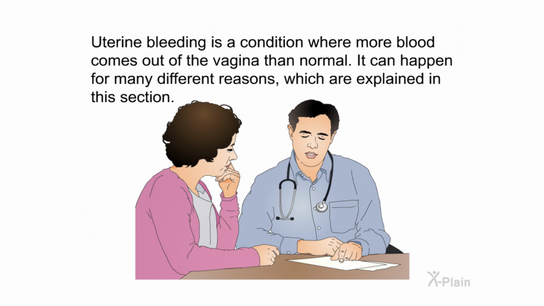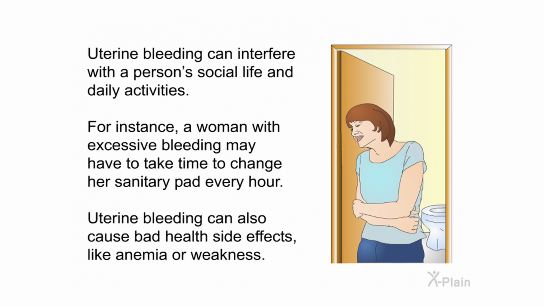Symptoms and their causes. Uterine bleeding is a condition where more blood comes out of the vagina than normal. It can happen for many different reasons, which are explained in this section. Uterine bleeding can interfere with a person's social life and daily activities. For instance, a woman with excessive bleeding may have to take time to change her sanitary pad every hour. Uterine bleeding can also cause bad health side effects like anemia or weakness.